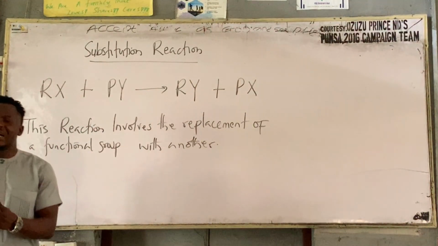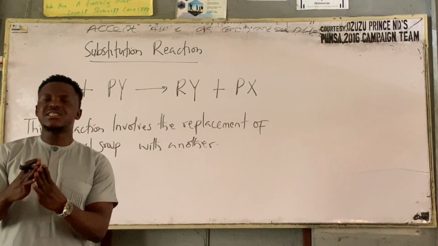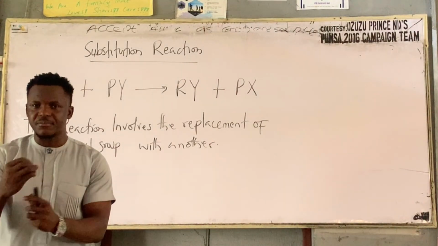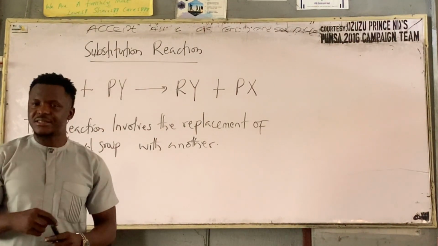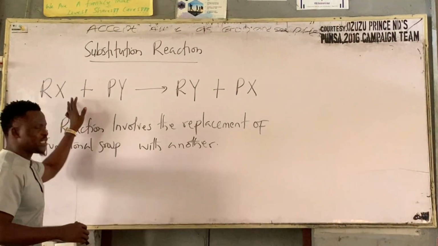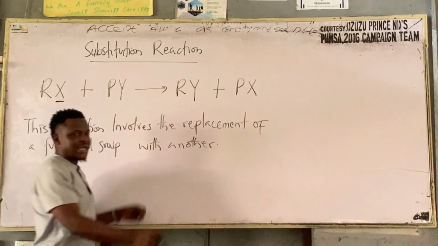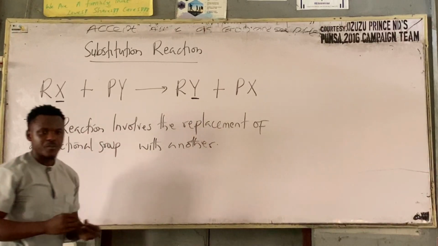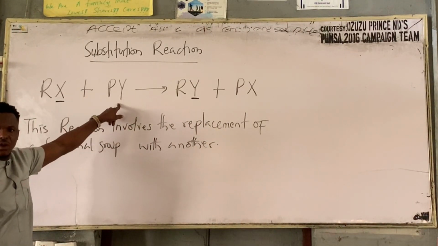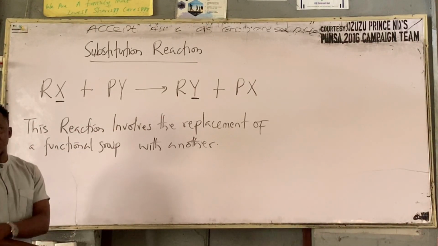Now, substitution reaction has been implied, right? It is a replacement of a functional group with another functional group. You're basically replacing something. You're not removing it and you're not adding it. You replace it and put something else in place of what was supposed to be there. I just want to tell you an example here. There is X attached to this R, but then on the product side, this X has been replaced with Y. This Y took the place of X. So we ended up substituting those guys. That's what substitution is all about.